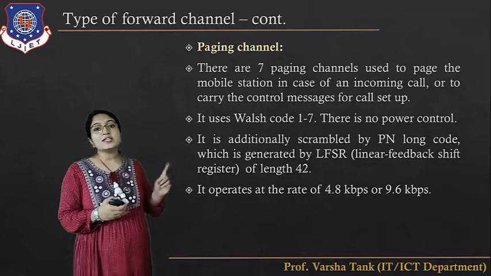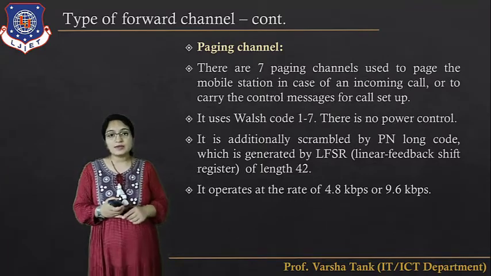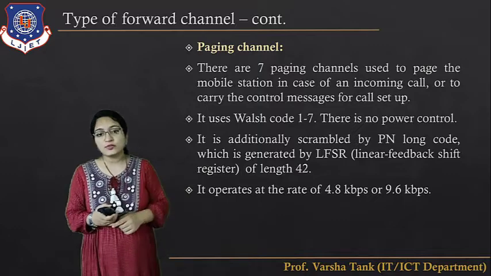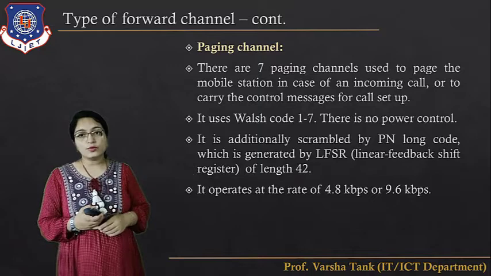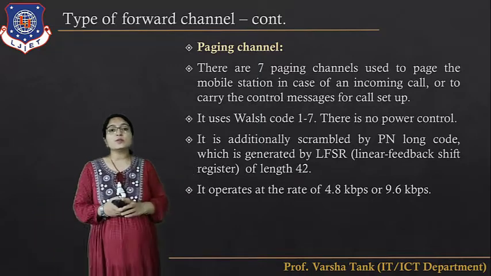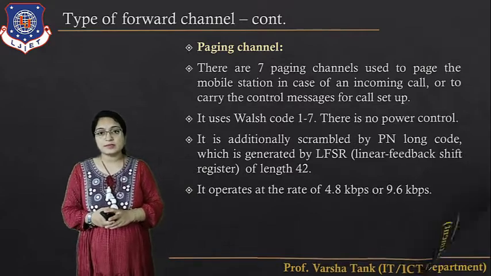It is additionally scrambled by the PN long code, which is generated by the LFSR, that is the linear feedback shift register, and its length is 42. It operates at the rate of 4.8 kbps or 9.6 kbps.